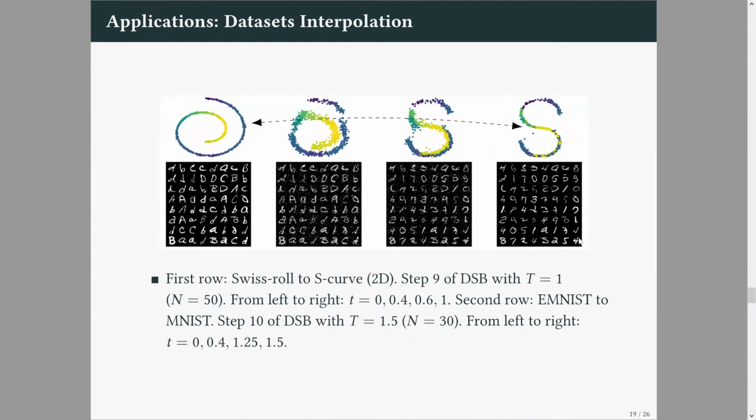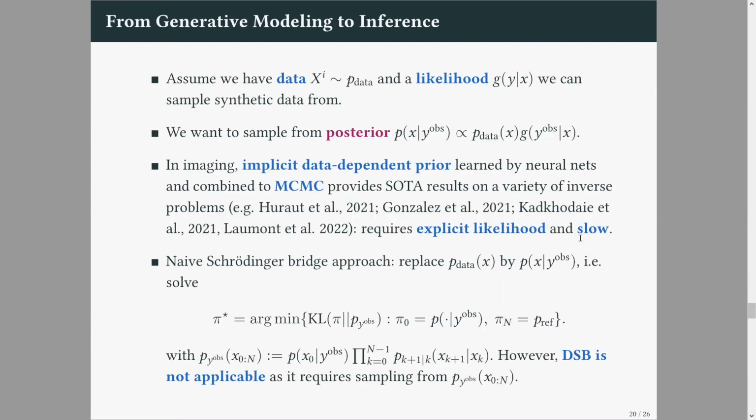As I said, you can use that not only to do generative modeling, but you can also use it to interpolate between two empirical distributions. And this is what was done here, also interpolating between EMNIST and MNIST. Okay, and so on. So that's all the generative modeling part. I don't have much time to discuss the inference bit, so I will go quickly and just give you the really main idea.